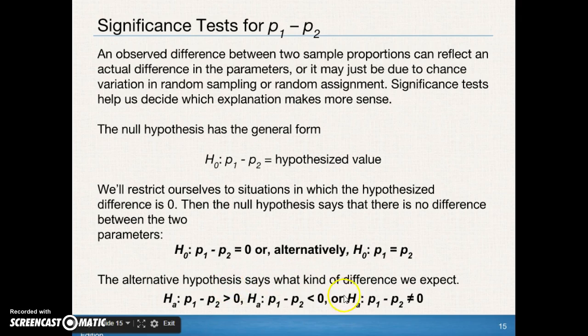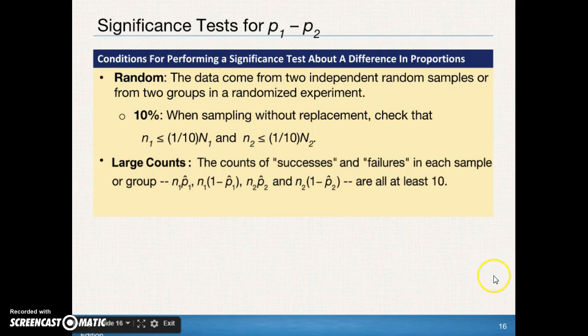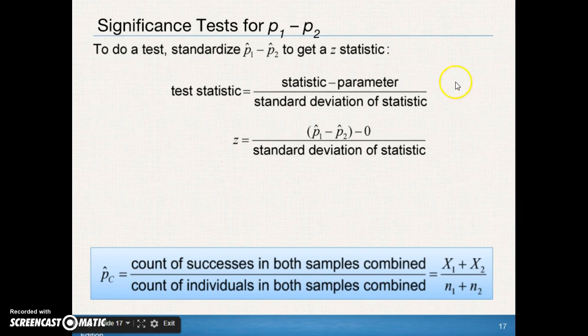And then your alternative says exactly what we've seen before. Maybe their difference is greater than 0, maybe their difference is less than 0, or maybe you just think they're different. So the hypotheses look very similar to before. We just now have 2 parameters instead of 1. The conditions are the same as what we just talked about in confidence intervals. Make sure it's random for each group, the 10% condition for each group, and then the large counts condition for each group.